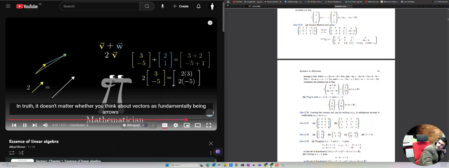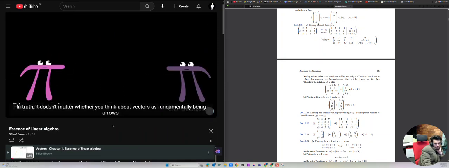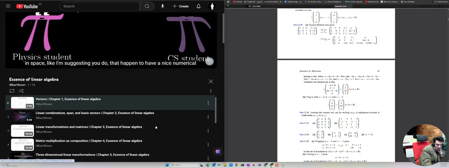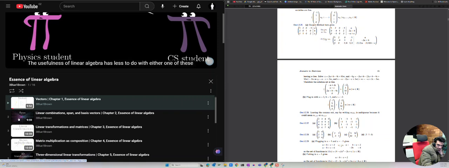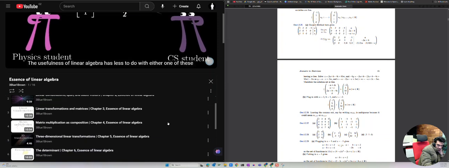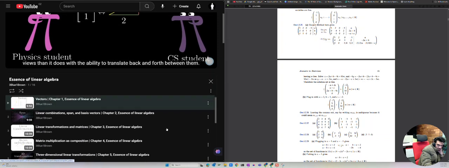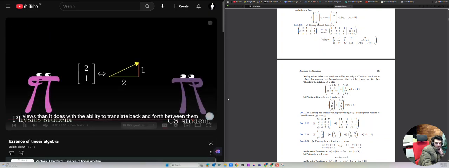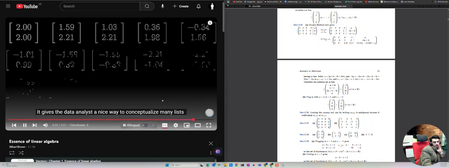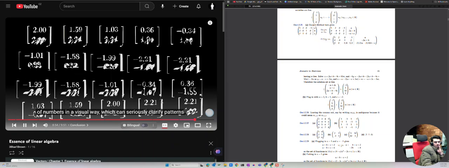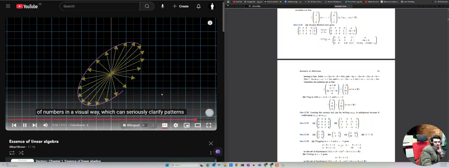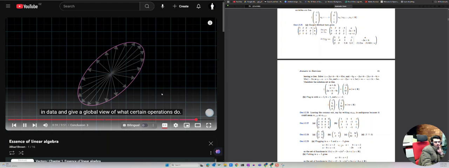In truth, it doesn't matter whether you think about vectors as fundamentally being arrows in space, like I'm suggesting you do, that happen to have a nice numerical representation, or fundamentally as lists of numbers that happen to have a nice geometric interpretation. The usefulness of linear algebra has less to do with either one of these views than it does with the ability to translate back and forth between them. It gives the data analyst a nice way to conceptualize many lists of numbers in a visual way, which can seriously clarify patterns in data and give a global view of what certain operations do.